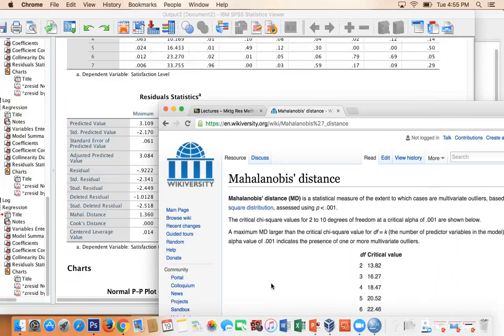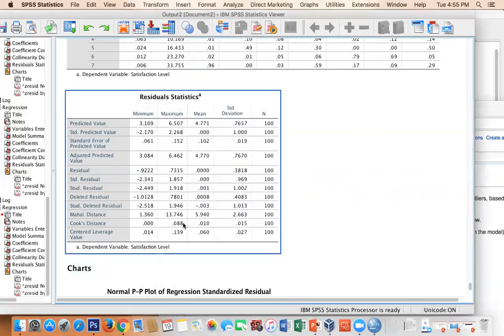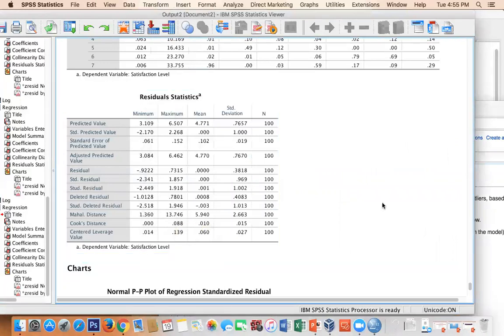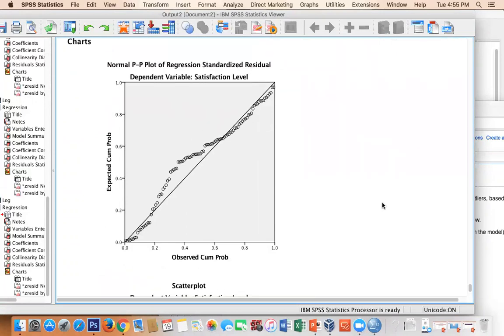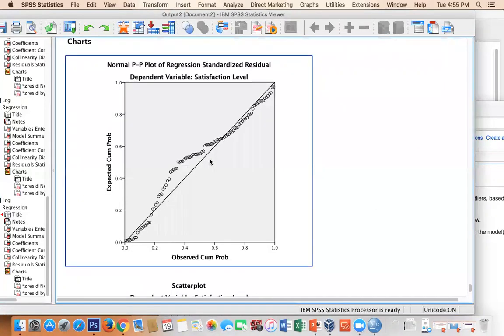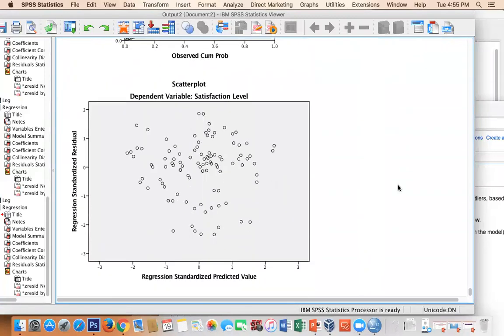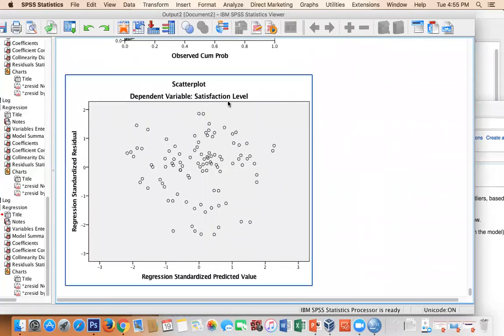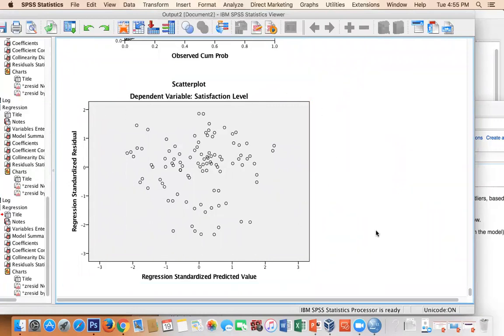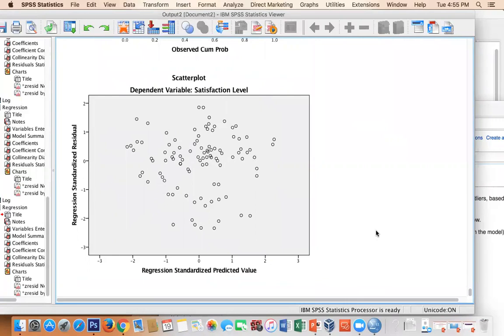Okay. So in this case, the critical value is 22.46 because we have 6 variables, and the maximum Mahalanobis distance is 13.746. So we have nothing to worry about. Okay, now the charts. This is a QQ plot. I would say it's pretty damn good. Okay, and the satisfaction level is a metric variable. That means everything should be like a rectangle. It's in good shape. And that concludes your other assumptions as well. Thank you.